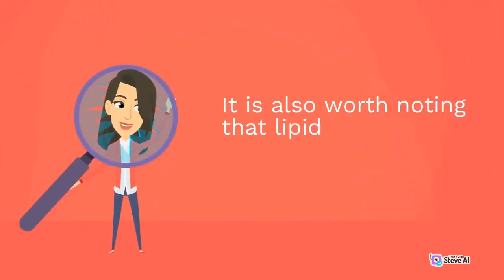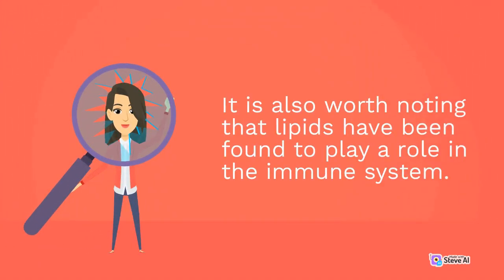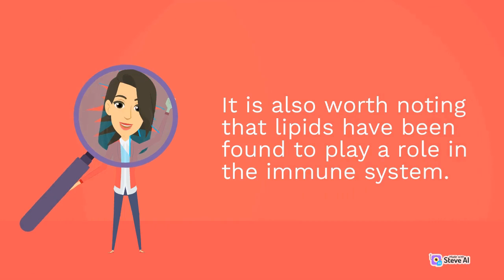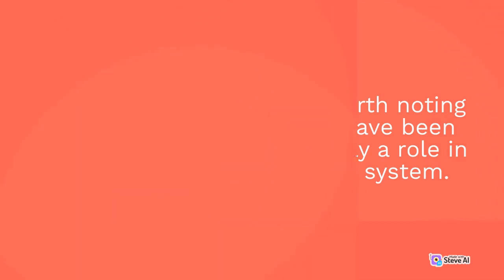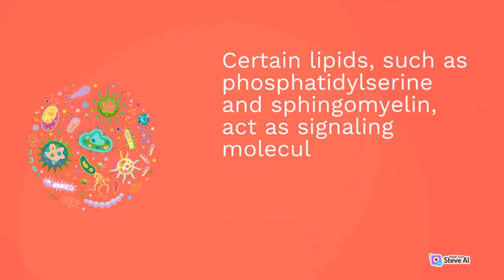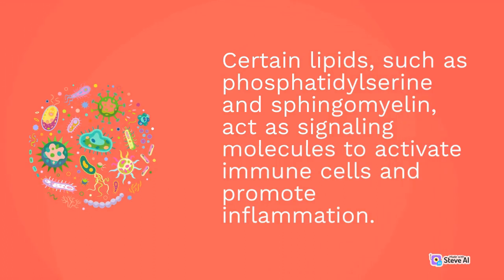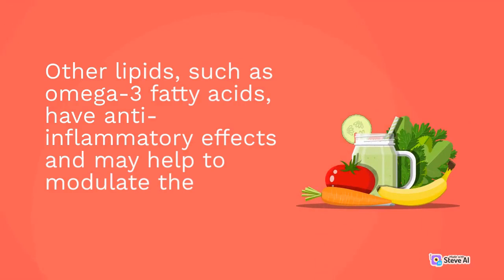It is also worth noting that lipids have been found to play a role in the immune system. Certain lipids, such as phosphatidylserine and sphingomyelin, act as signaling molecules to activate immune cells and promote inflammation. Other lipids, such as omega-3 fatty acids, have anti-inflammatory effects and may help to modulate the immune response.